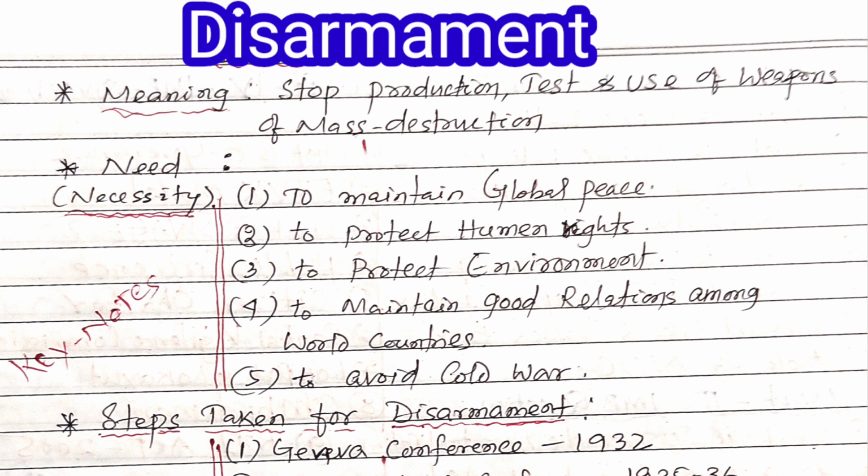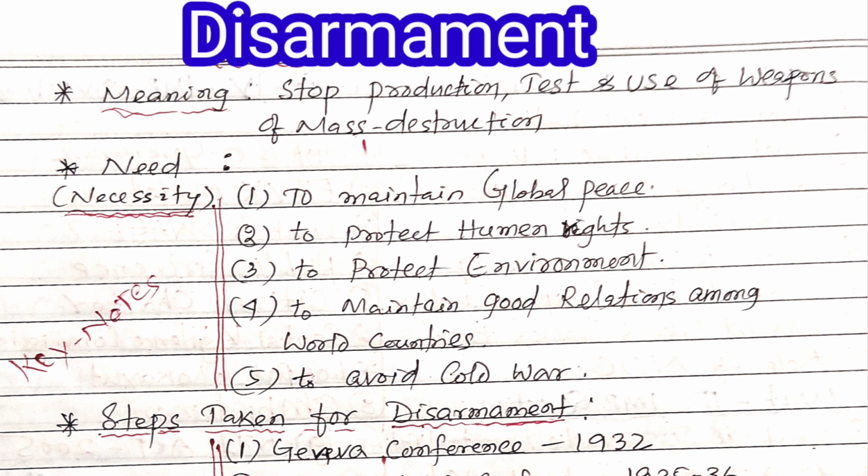So actually we have a human security lesson. Human security has two types: traditional security and non-traditional security. Inside traditional security you will get disarmament, arms race, and arms control. So what does disarmament mean? Stop the production.